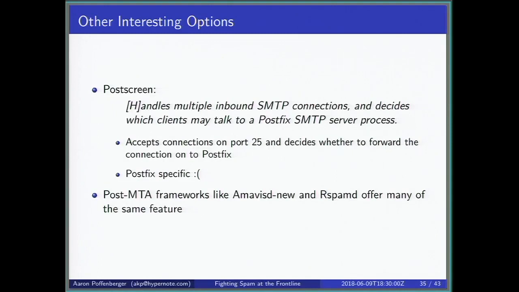And then, of course, we all know about the post-MTA frameworks like AmaVisD and RSpamD. They're both really fantastic. The chief difference between them is RSpamD is written in C, whereas AmaVisD and a lot of the components are Perl. And it's highly performant. A lot of people are using AmaVisD. Actually, it's AmaVisD new, in case you're not familiar with that. It's good enough. The one thing I would suggest is if your environment is not purely Linux, perhaps Mac OS or one of the BSDs, you probably still need to run one post-MTA scanner, and that would be something like ClamAV.